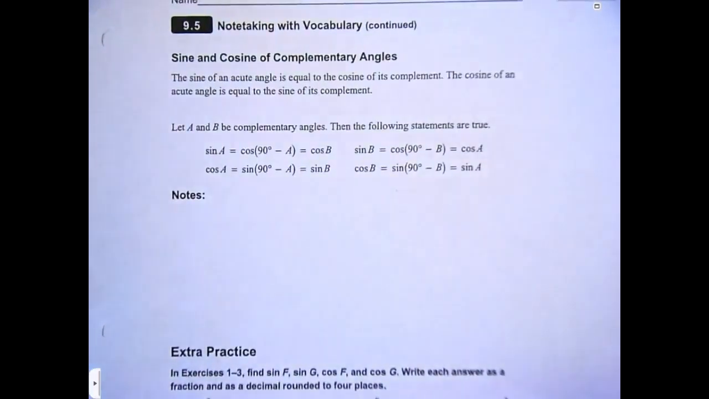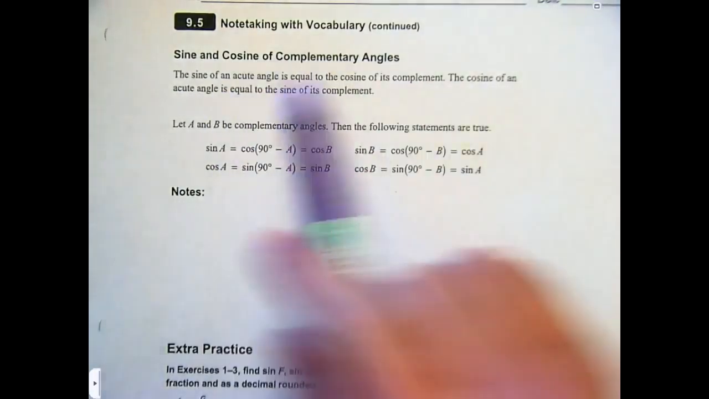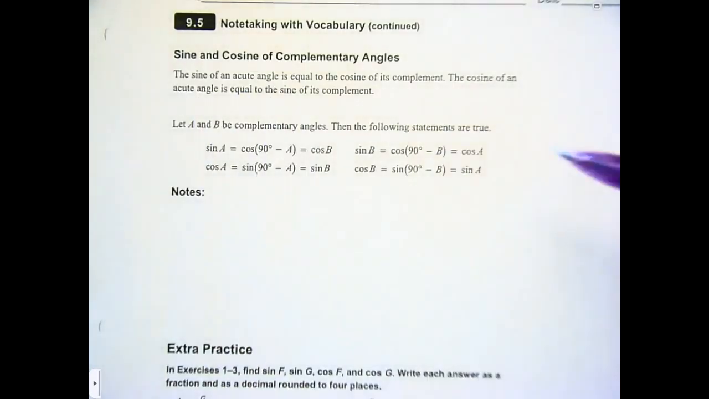Tell your neighbor what complement means. They make 90 degrees. Okay? So on the top of page 265 it says the sine of an acute angle is equal to the cosine of its complement. The cosine of an acute angle is equal to the sine of its complement.